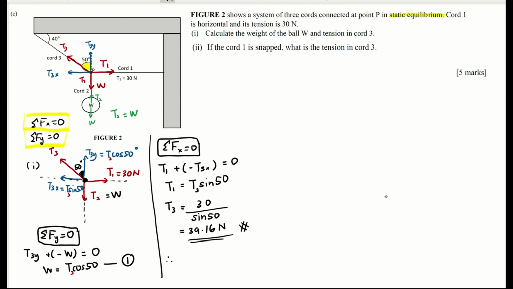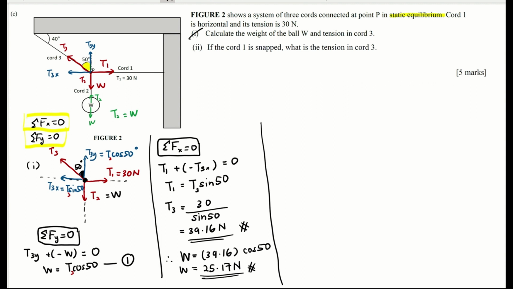Therefore, you can find W is equal to T3 cos 50 degree. T3, kita substitute 39.16 cos 50 degree. So, 39.16 cos 50, you akan dapat 25.17. So, W equal to 25.17 Newton. Okay, so this is the answer for question number 1. Alright, very easy, right? Okay, next.